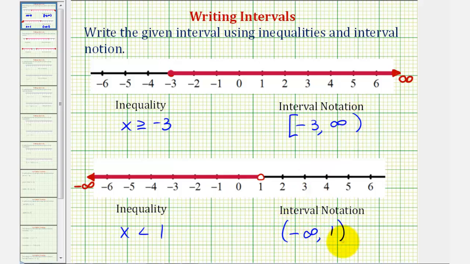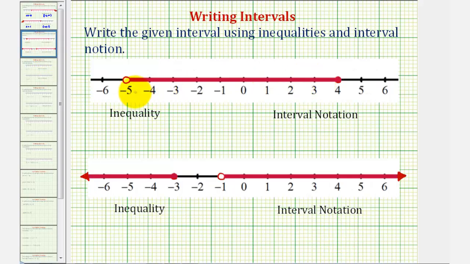Now let's take a look at two compound inequalities. Notice here the interval is from -5 to 4, but because the point is open on -5, it does not include -5, and because it's closed on 4, it does include +4. So we also say the interval is open on -5 and closed on 4. So there are two ways to express this as a compound inequality.